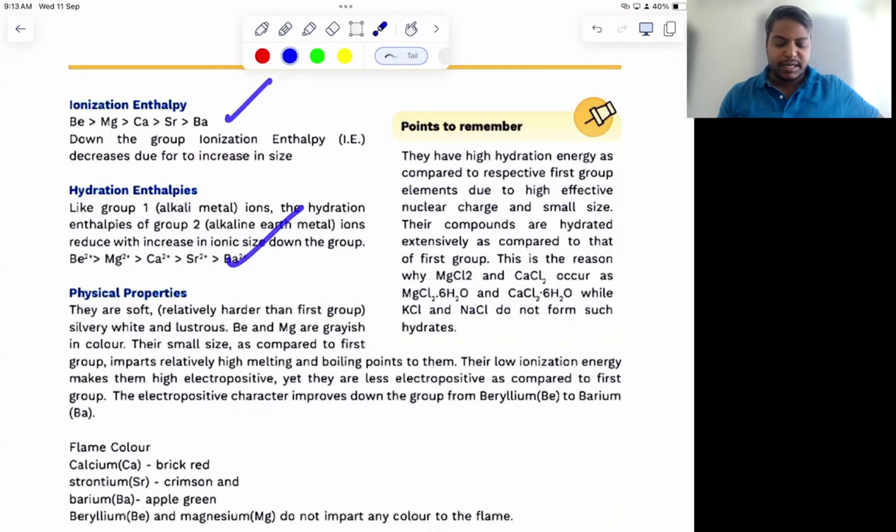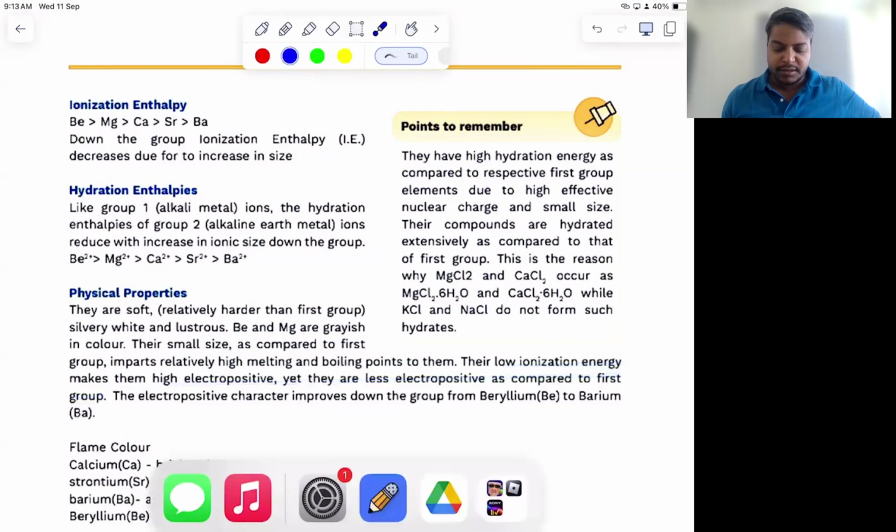Ionization, hydration enthalpies, physical properties, I'm sure these are all clear. Now, notice this one, beryllium and magnesium are grayish in color. They have small size as compared to the first group, but relatively high melting and boiling point. Their low ionization makes them highly electropositive, yet they are less electropositive compared to the first group. Okay.